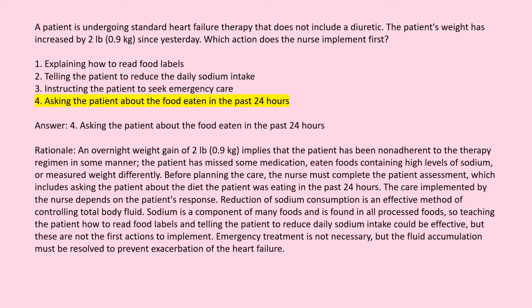Answer. 4. Asking the patient about the food eaten in the past 24 hours. Rationale. An overnight weight gain of 2 pounds, 0.9 kilograms, implies that the patient has been non-adherent to the therapy regimen in some manner. The patient has missed some medication, eaten foods containing high levels of sodium, or measured weight differently. Before planning the care, the nurse must complete the patient assessment, which includes asking the patient about the diet the patient was eating in the past 24 hours. The care implemented by the nurse depends on the patient's response.